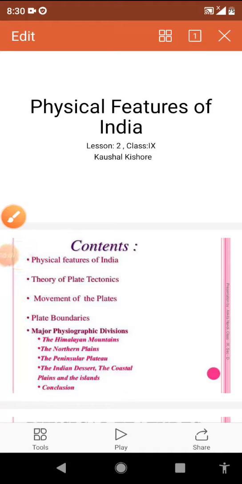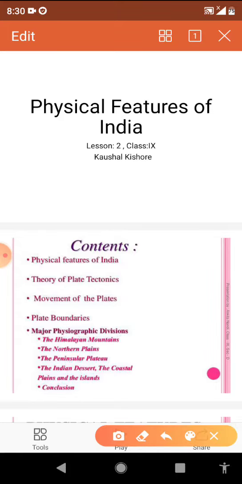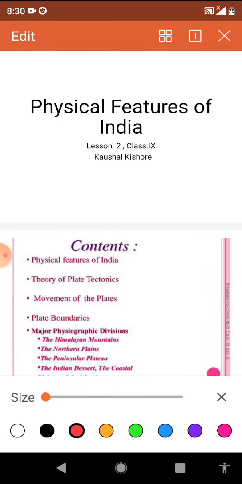Dear students of class ninth, today we'll discuss the second chapter. The name of the chapter is Physical Features of India. When we are talking about physical features of India, what is the meaning of physical features? The literal meaning is landforms, physiographic division, topography. So all these are synonyms.